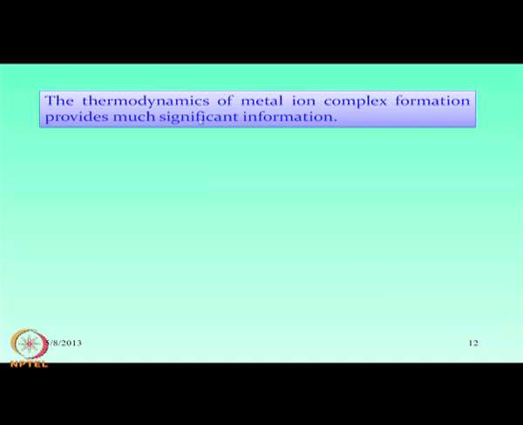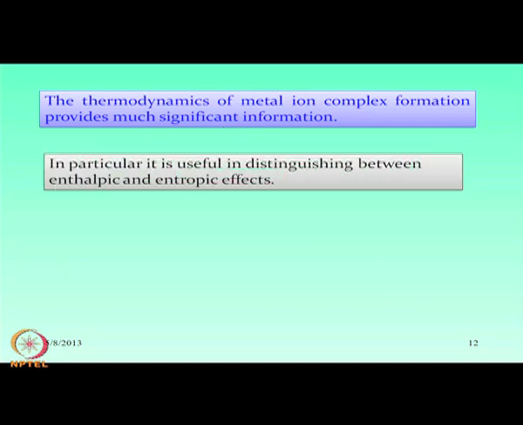So, it gives us some information that the thermodynamics of the metal ion complex formation provides some significant information about the stabilities of these complexes, and in particular it is useful in distinguishing between the two parts. So, the thermodynamic stability constants can have two parts. One is the corresponding enthalpic term and another is the corresponding entropic effects.